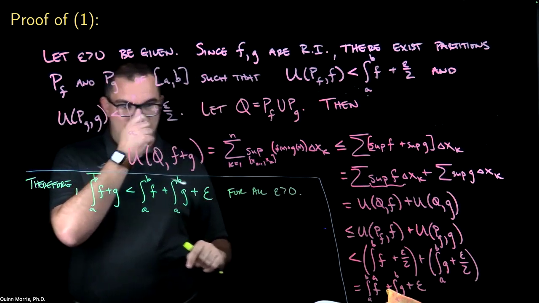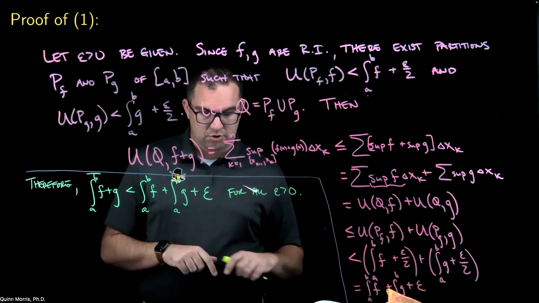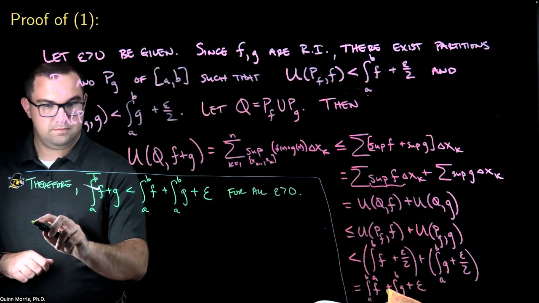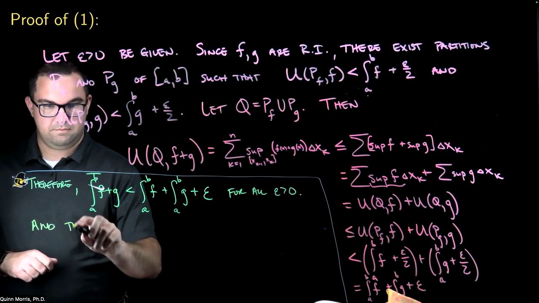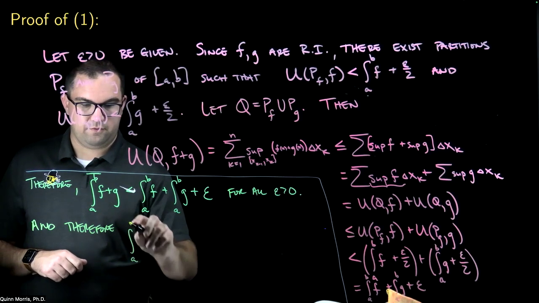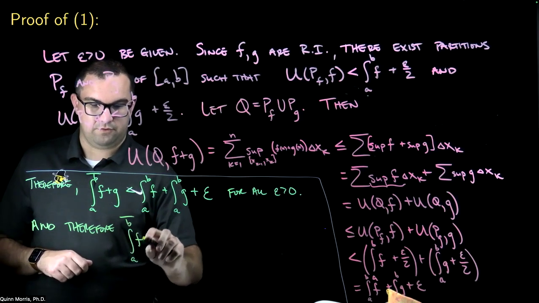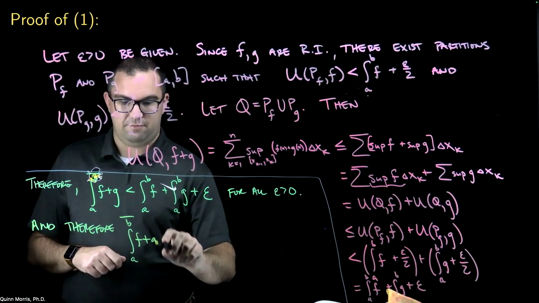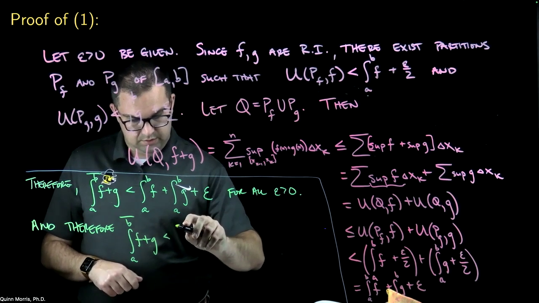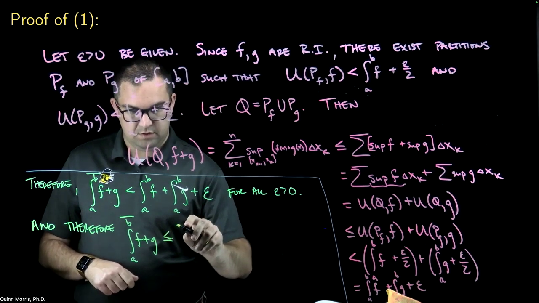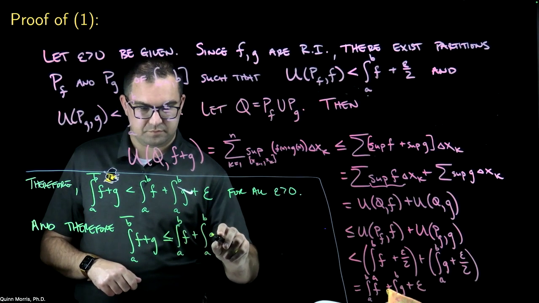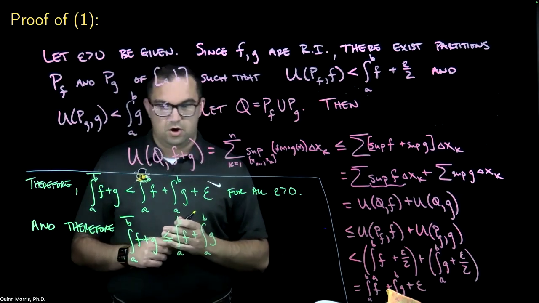But now if this holds for all epsilon greater than 0, then it must also hold when epsilon is equal to 0. And therefore I have the upper integral from a to b of f plus g is less than or equal to the integral from a to b of f plus the integral from a to b of g. All right.